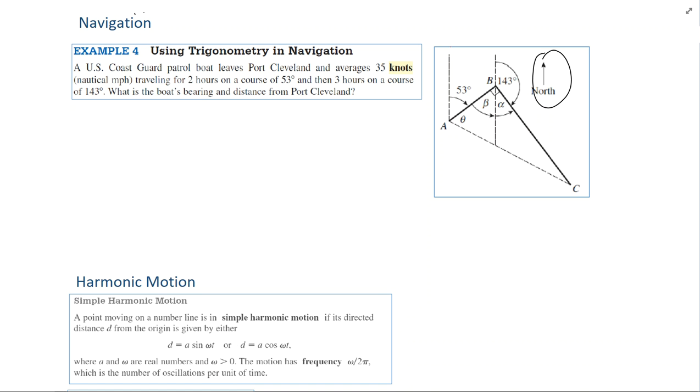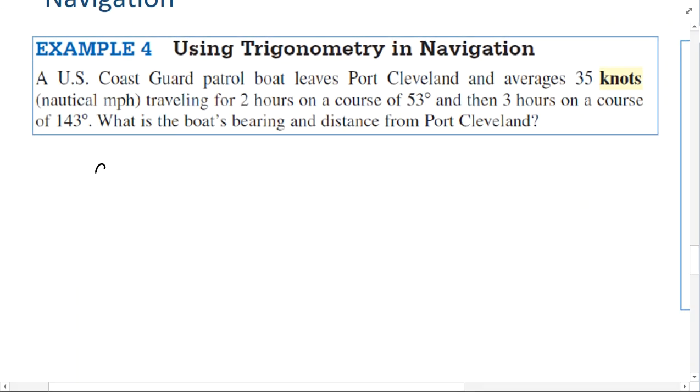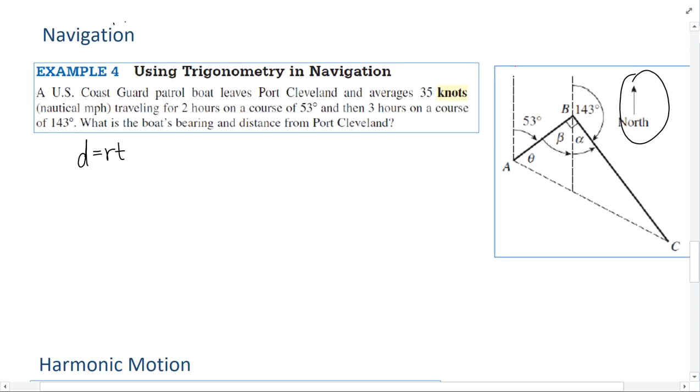The first thing we need to understand is that distance equals rate times time. They give us a rate of 35 knots, or nautical miles per hour, and a time of 2 hours. That's going to give us the distance for the first part of our trip, which I'm going to call D1. The rate is 35, the time is 2 hours, that gives us 70. So this distance right here is 70 miles.